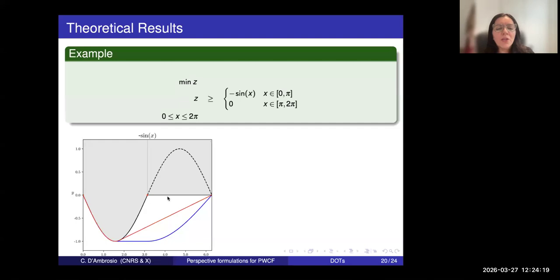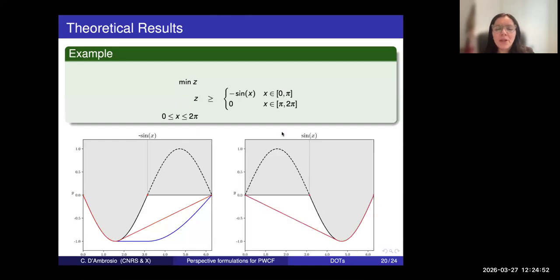The red part that you see here is the value of the function of the continuous relaxation of the multiple choice, and on the contrary, the blue one is what is provided by the incremental formulation. So you see that it's larger and it doesn't identify the convex envelope. But if we consider, on the contrary, this function where we have 0 first and then sine of x, then the two coincide.